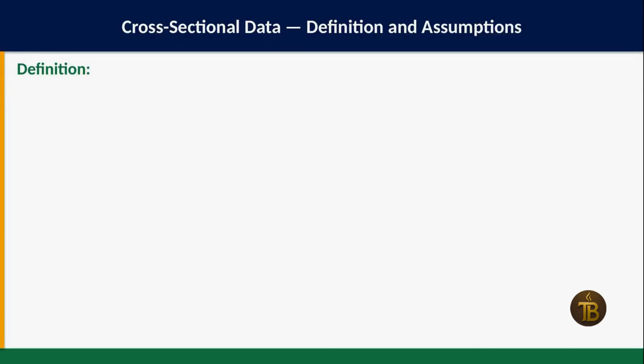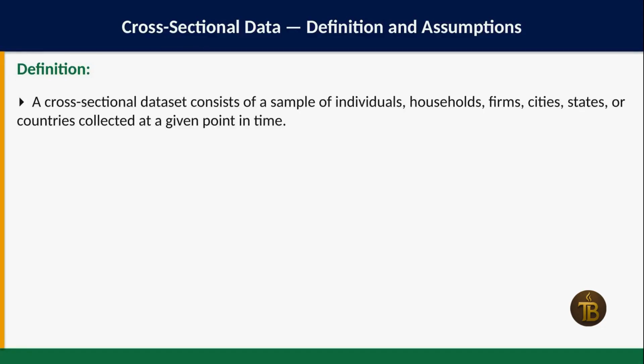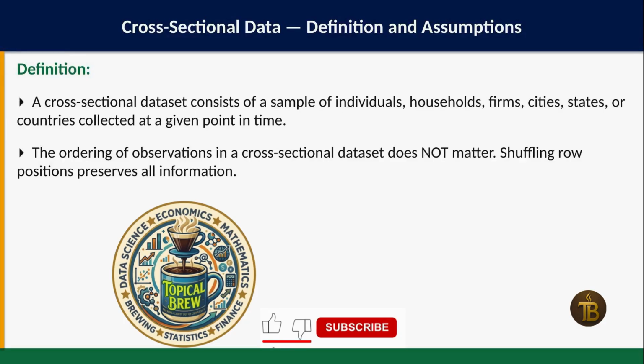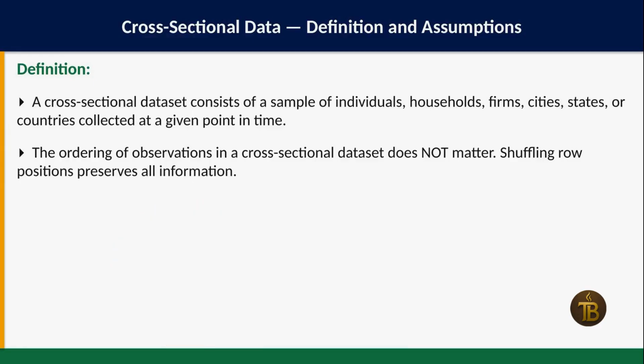Let's look more closely at cross-sectional data, starting with its formal definition. A cross-sectional dataset is a sample of individuals, households, firms, cities, states, or countries, all collected at essentially the same point in time. Crucially, the order in which these observations appear in your dataset doesn't matter at all. You could shuffle every row and you wouldn't lose any information.